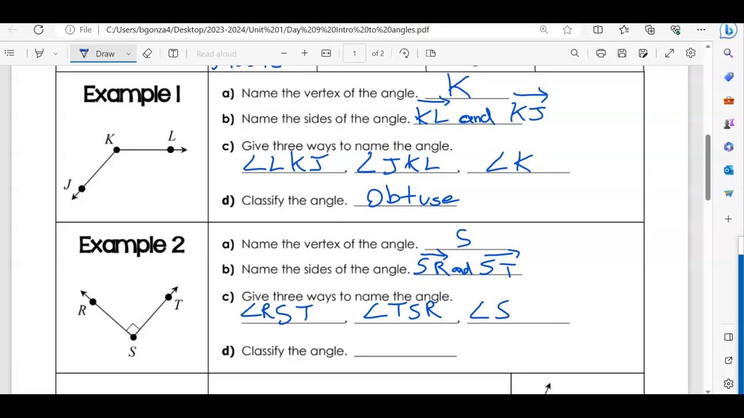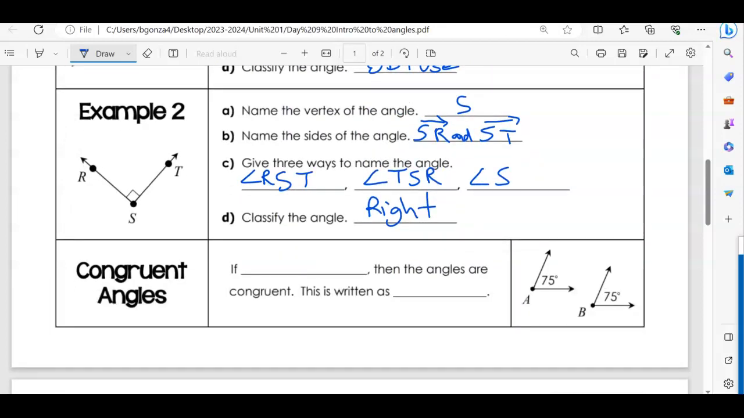Now, how would you classify this looking at that little symbol right there? 90 degrees. Okay. So it's right. And that's right. What do you notice about these two angles down here? You see how they're the exact same measurement? If they're the exact same measurement, like it says off to the side here, that means they're going to be congruent. Equal measure, congruent angles.